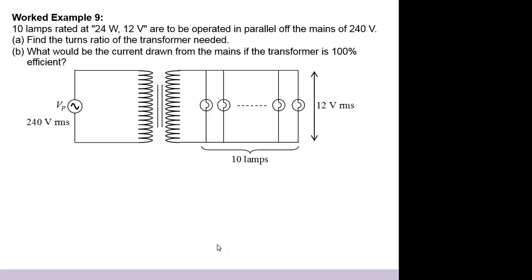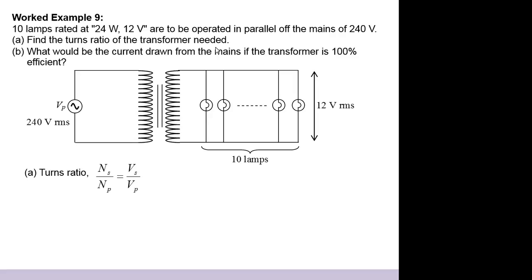Example, 10 lamps rated 24 watts, 12 volts connected in parallel to the mains of 240 volts. Find the turns ratio of the transformer needed. Without looking at your paper, look at the screen, how would you solve this? What's the first thing you will do? Write down the equation. Turns ratio is this.